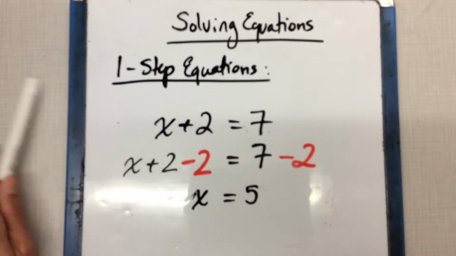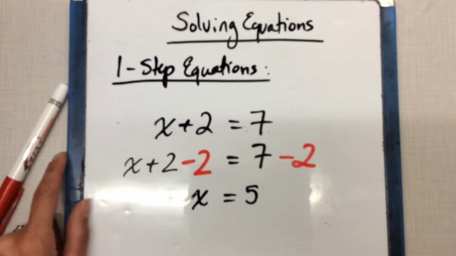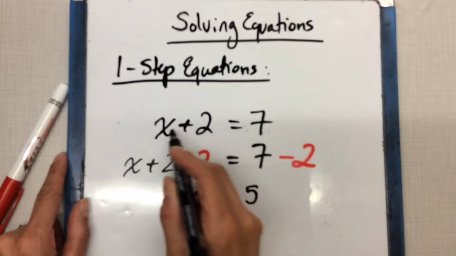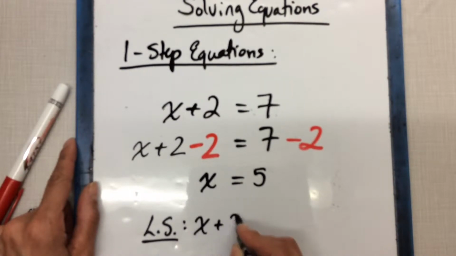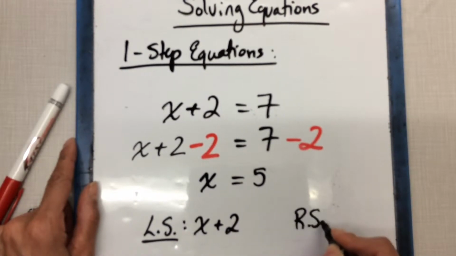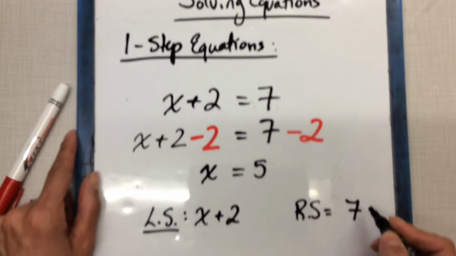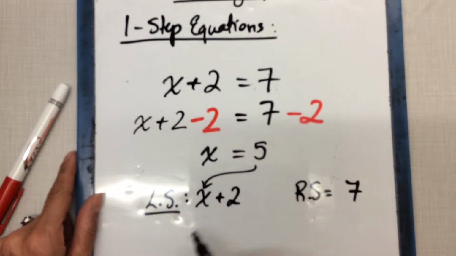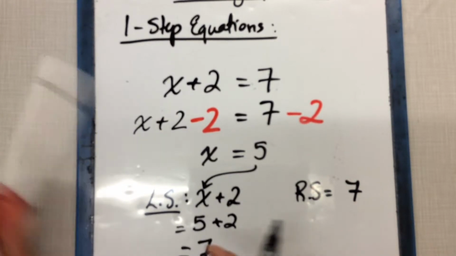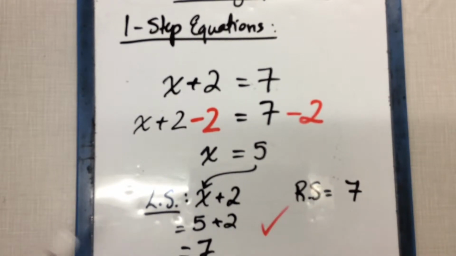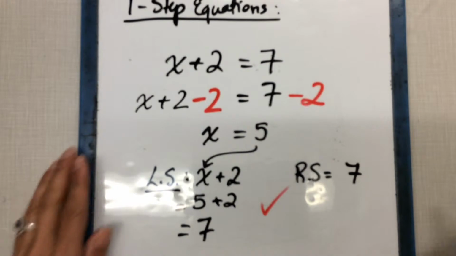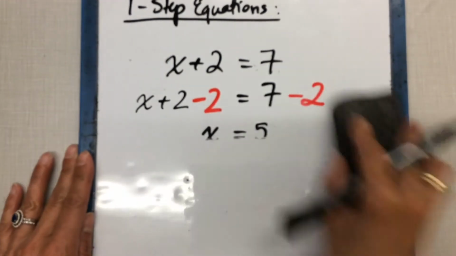How can I check this? Well, I can check this by putting the x back into our original equation. I can call this the left side of the equation, x plus 2, and the right side of the equation, which is equal to 7. I can plug this into here and find that 5 plus 2 equals 7. Because the two are the same, it means that our variable is 5. Let's try another one.